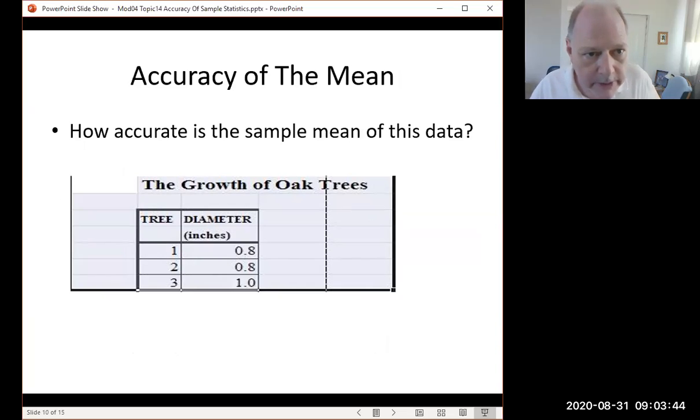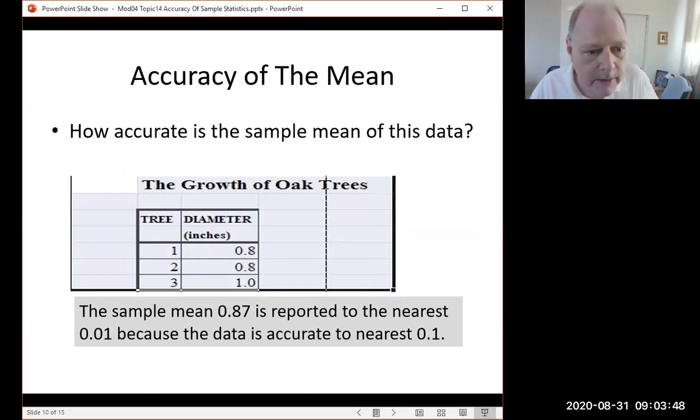So how accurate is the sample mean for this data? It's accurate to the nearest 1/100th of an inch, because the original data was accurate to the nearest 1/10 of an inch, or it's reported to the nearest 100th of an inch.